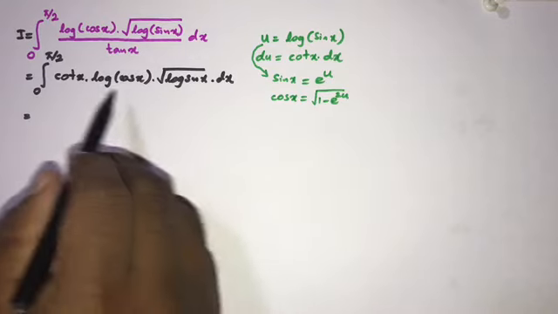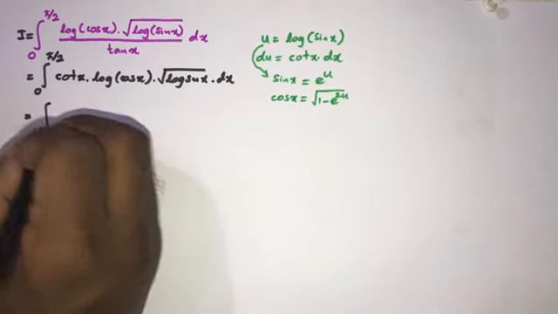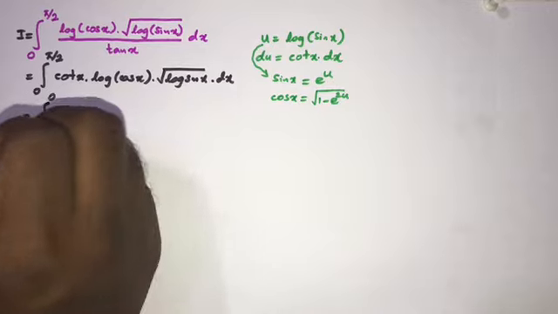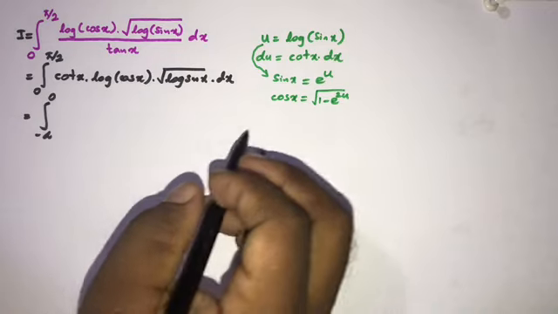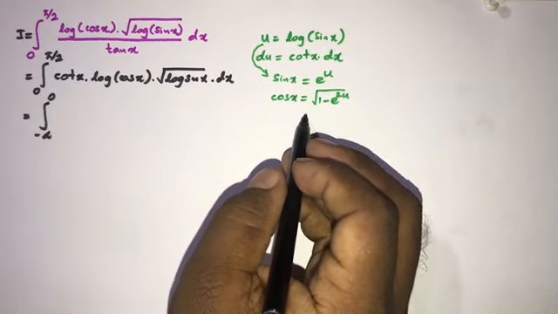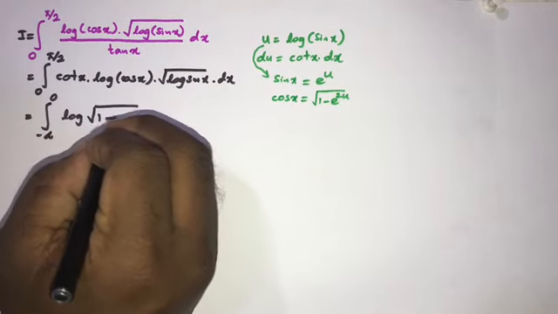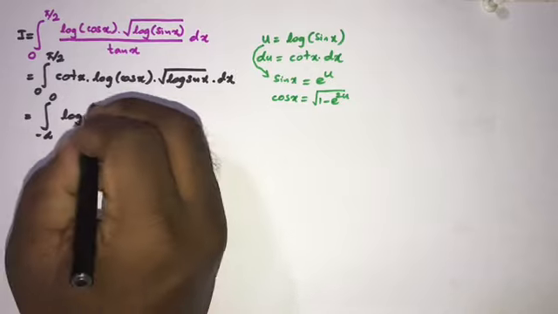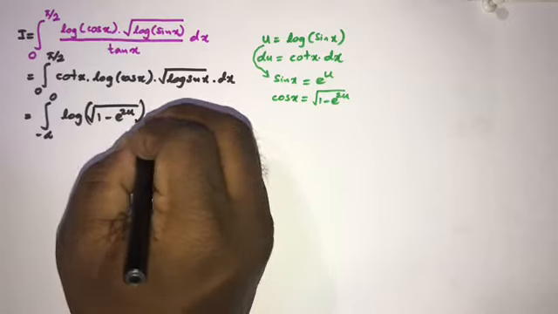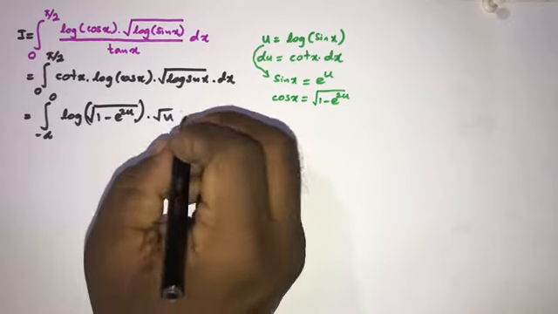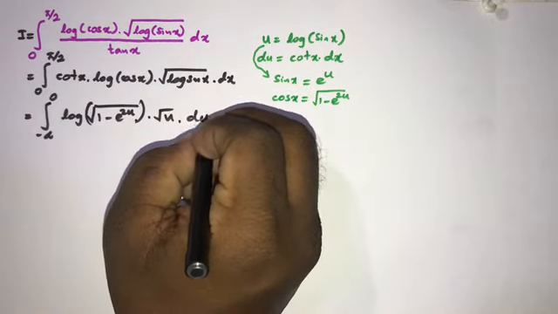So now lower limit, when x approaches 0, we know u approaches minus infinity, and the upper limit is 0. Now natural log of cosine of x is equal to log of the square root of 1 minus e to the 2u, and natural log of sine of x is u, so square root of u, and here cot of x dx is du.